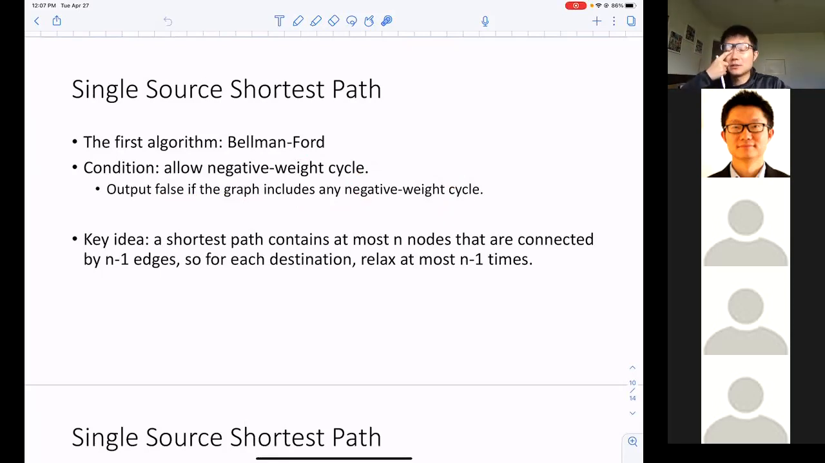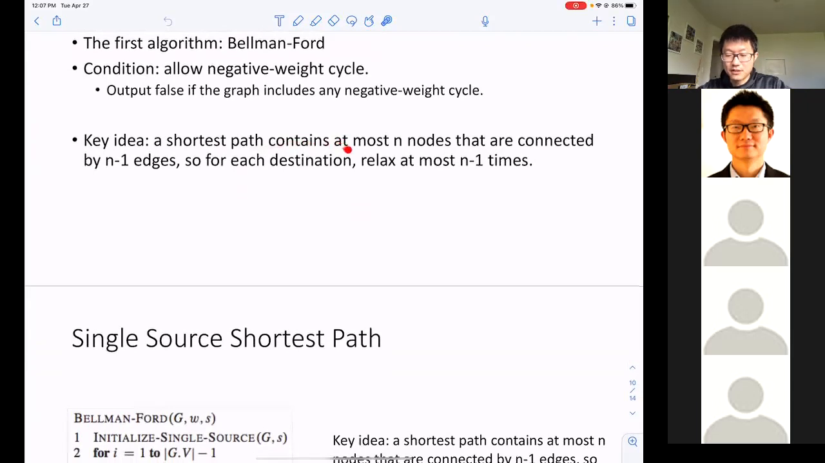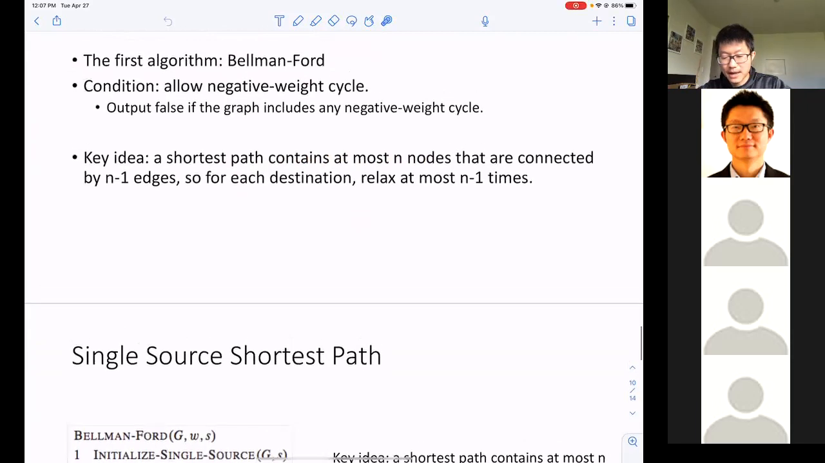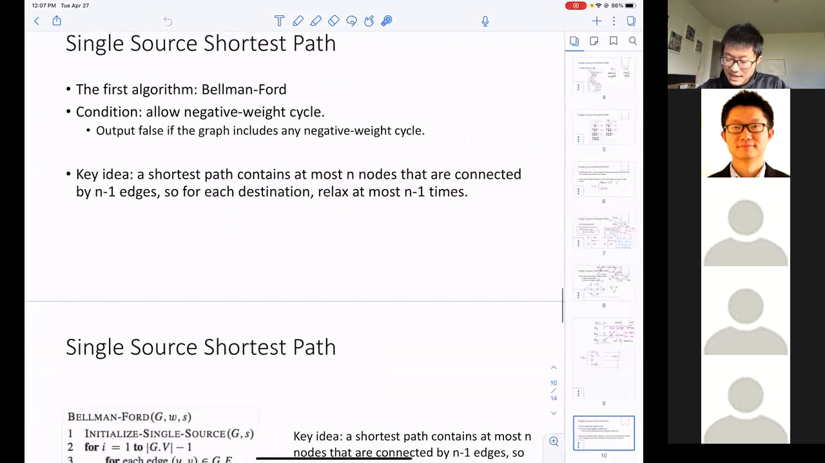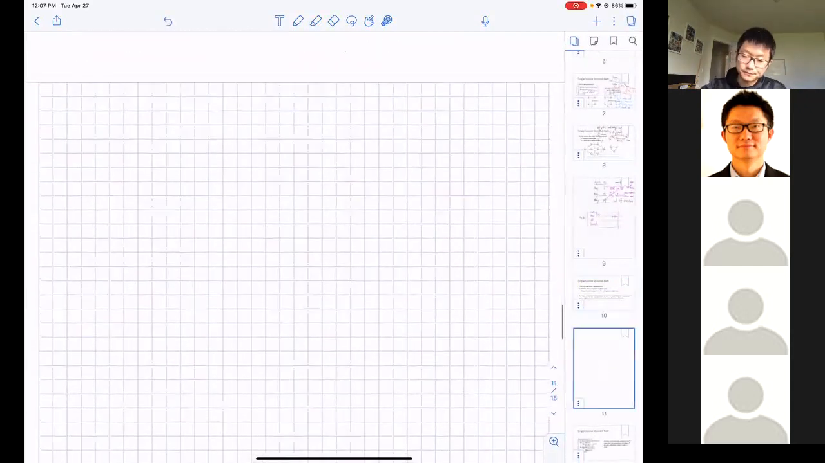The key idea behind the Bellman-Ford algorithm is that a shortest path contains at most n nodes that are connected by n-1 edges. So for each destination, relax it n-1 times. Let me explain this for you, okay?